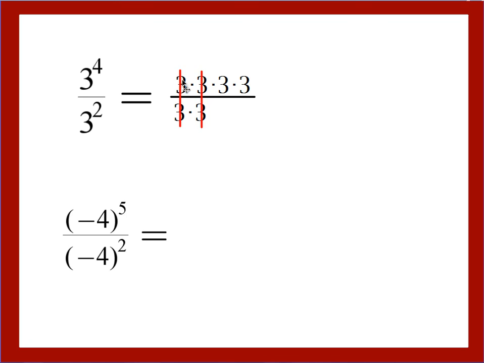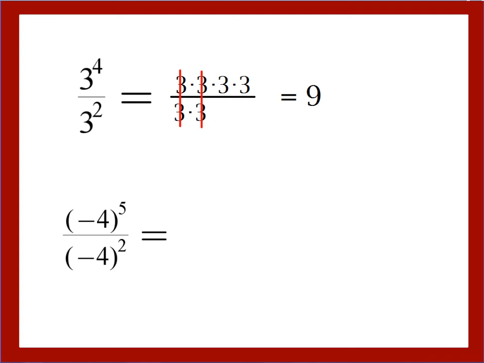In the numerator, now I have 1 times 1 times 3 times 3, and that's going to give me 9. In the denominator, I have 1 times 1. This new fraction becomes 9 over 1, which simplifies to 9.